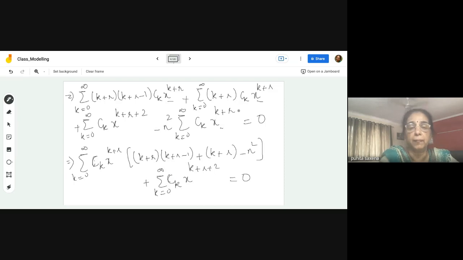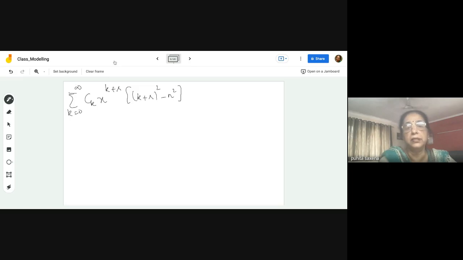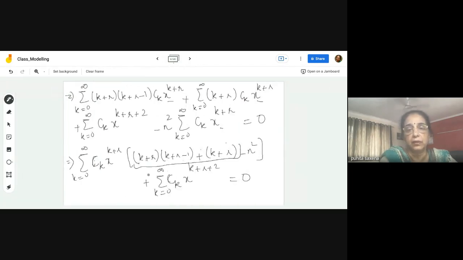Is that okay? Now see, these two terms can be simplified. If you take k plus r common, then you are going to get k plus r minus 1 plus 1, right? So basically, this term is going to be summation ck x to the power k plus r into (k plus r) whole square minus n square, right? Is this clear? Yes, ma'am.